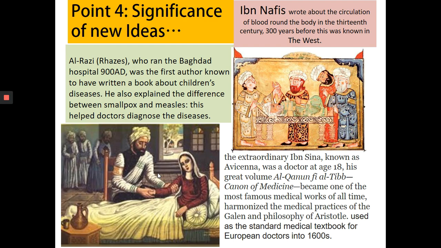And bottom right, the extraordinary Ibn Sina, known as Avicenna, was a doctor at age 18, and he wrote a great volume called The Canon of Medicine, which became one of the most famous medical works of all time, which blended the ideas of the medical practice of Galen and the philosophy of Aristotle. It was used as a standard medical textbook in Europe for doctors into the 17th century.